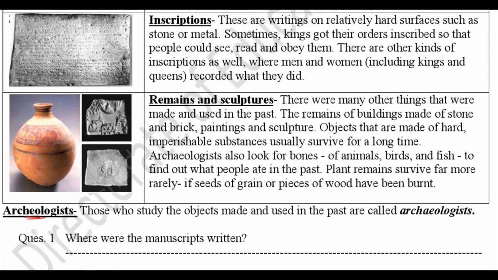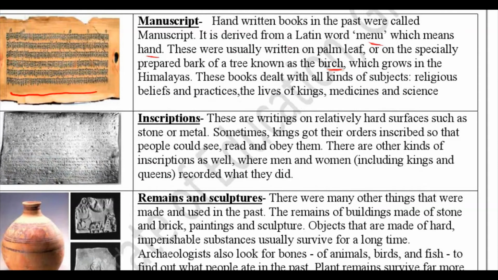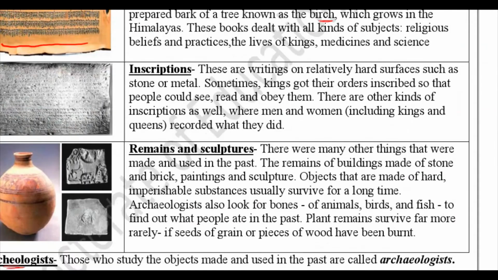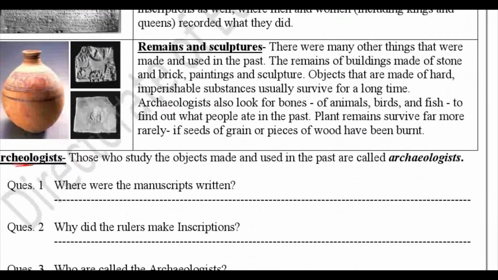Now, see here, where were the manuscripts written? If we come to the manuscripts part, manuscripts were handwritten books in the past, which were called manuscripts. It was derived from the Latin word manu, which means hand. These were usually written on palm leaf or on specially prepared bark known as birch. So what were they written on? They were written on the specially prepared bark, the birch, or on the palm leaf.